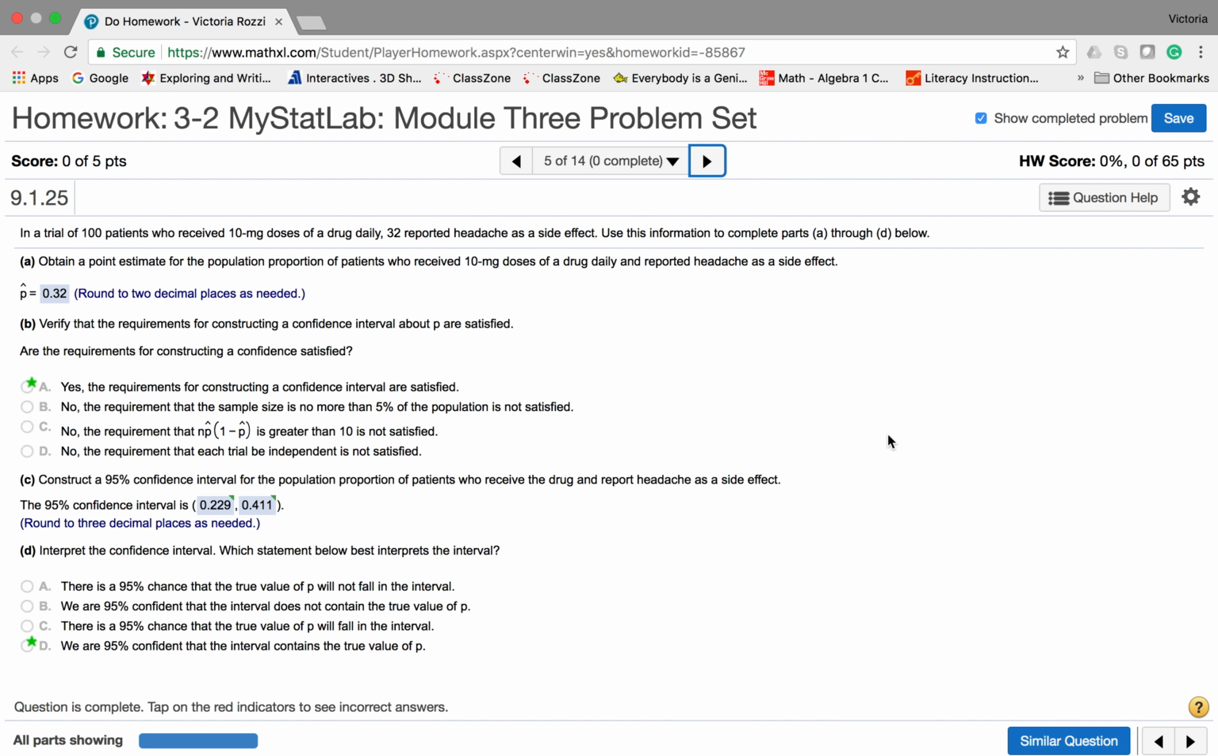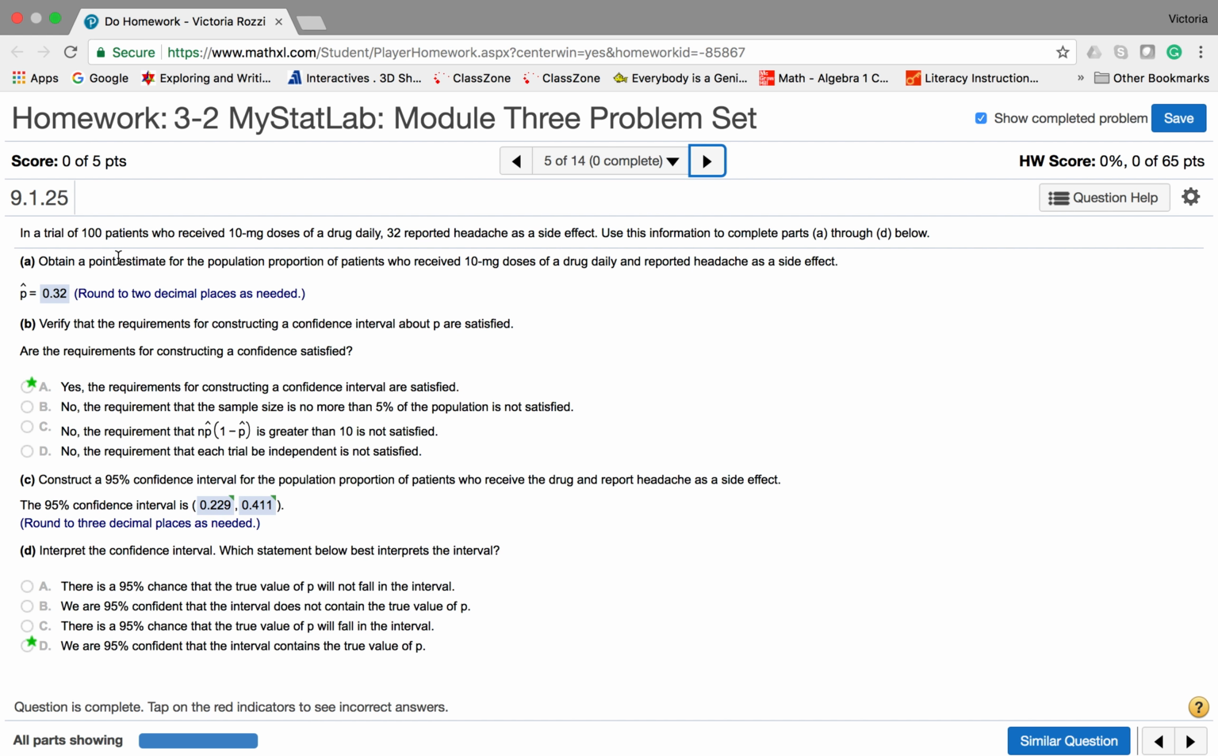So this is a video for homework 3, problem 5, and here the problem is that in a trial of 100 patients who received 10 milligram doses of a drug daily, 32 reported headache as a side effect, and we have to use this information to complete parts A through D.